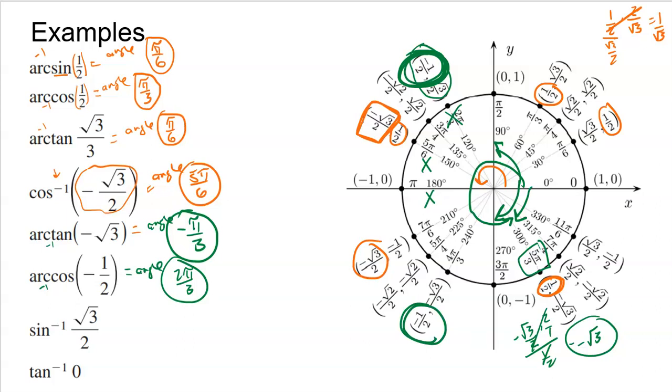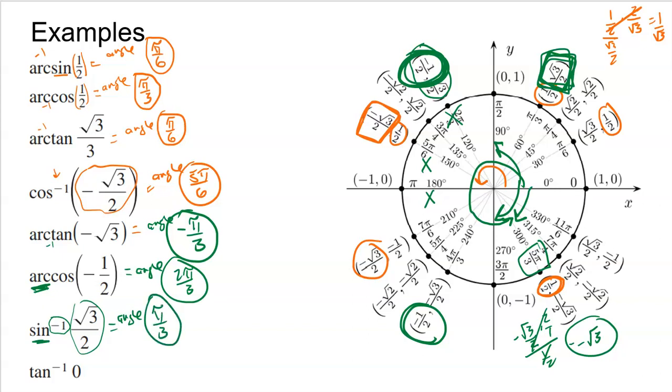All right, inverse sine of radical 3 over 2. My answer is an angle. That's how I know when I see that little -1 or I see that arc. All right, this is a y-coordinate. How do I know it's a y-coordinate? Because it's sine. So where do I see a y-coordinate of radical 3 over 2? Right here at pi over 3. There's my answer. How easy is that?